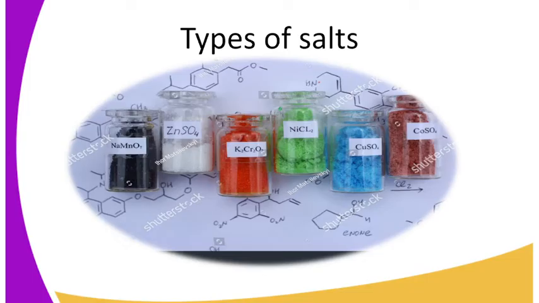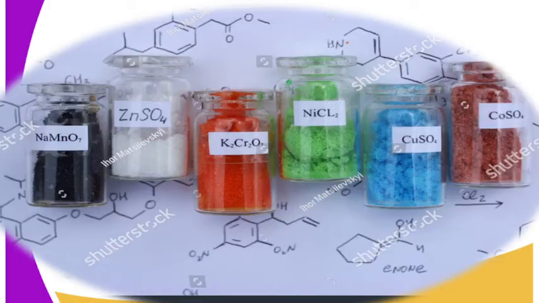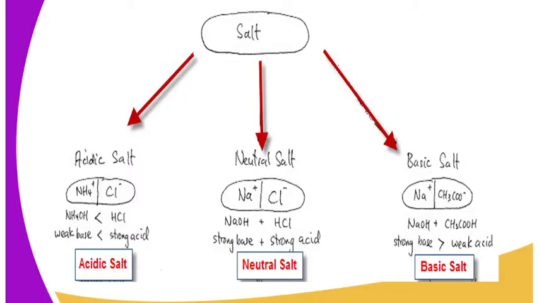What is a salt? A salt is a substance that is formed when the hydrogen ions in an acid are wholly or partially replaced by a positive ion. We have four types of salts, namely normal salts, acidic salts, basic salts, and double salts.